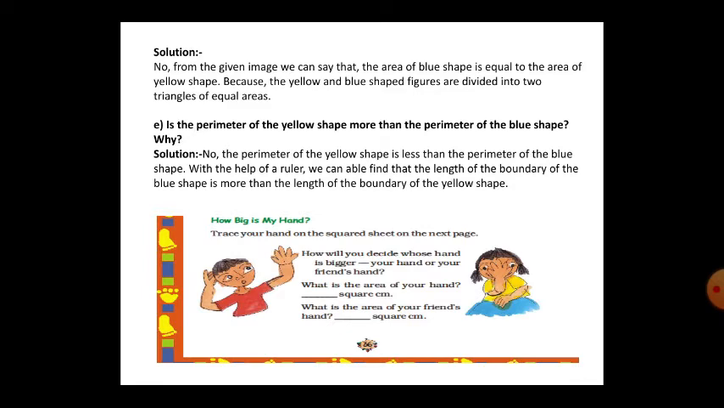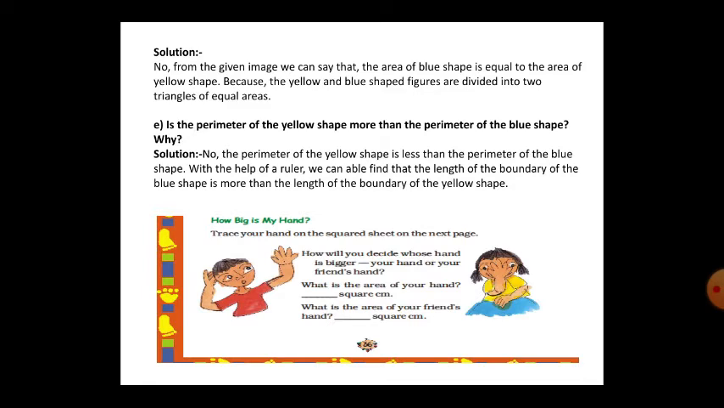How big is my hand? This activity you can do yourself. Trace your hand on the square sheet on the next page. How will you decide whose hand is bigger, your hand or your friend's hand? You cannot do it now, but you can take your brother or sister's hand at home. Put them together and trace the hands on the grids given on the next page.